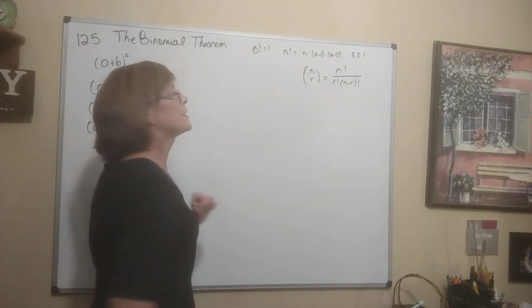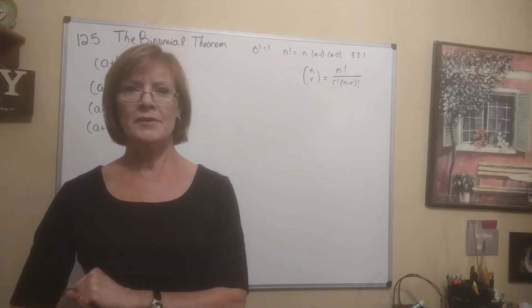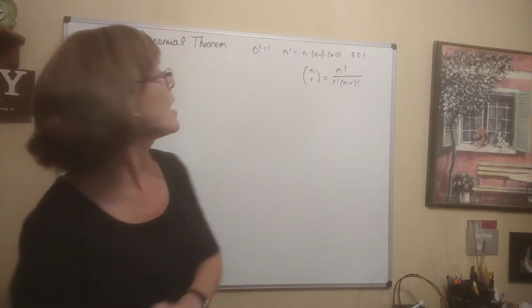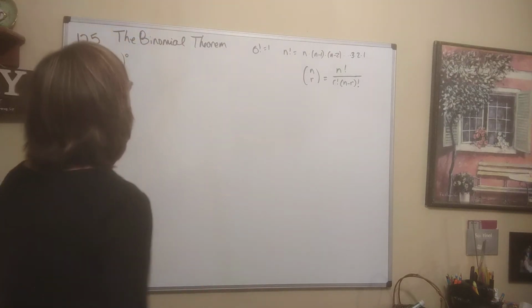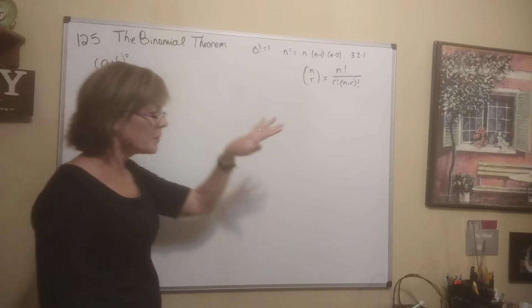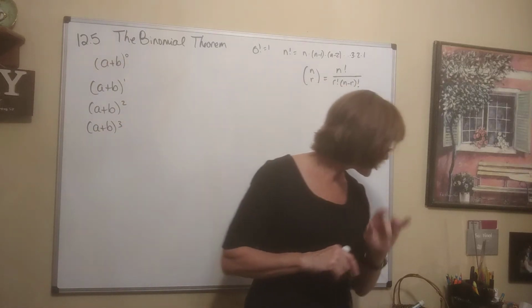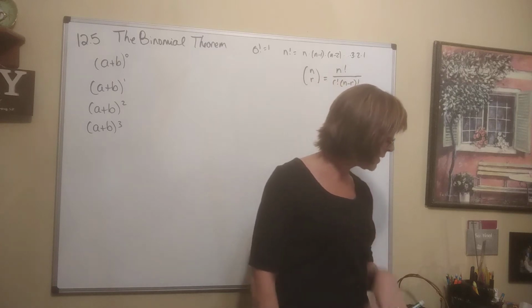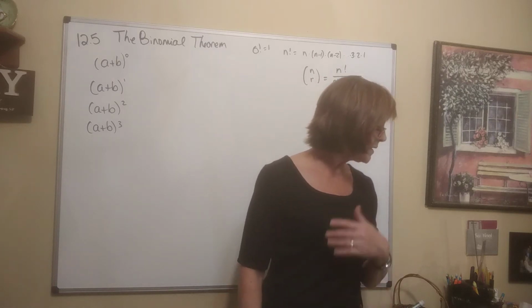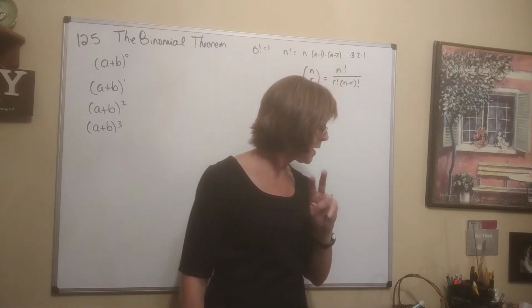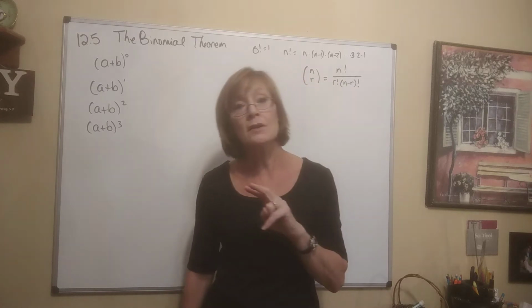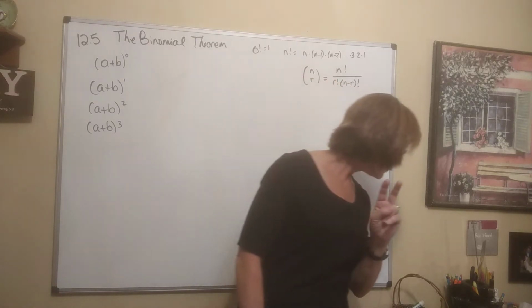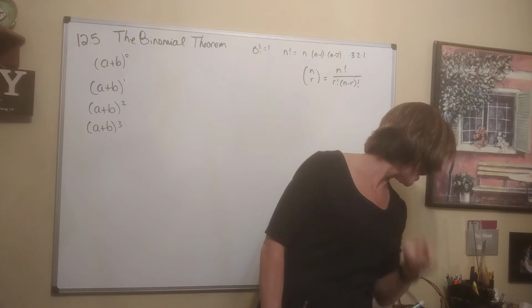Okay, now we're ready for something super fun called the binomial theorem. So, yay! This is how it goes. The binomial theorem. I have some blanks on your sheet, and this is what you put in the blanks. It says the binomial theorem is a formula for writing the terms of a two-term polynomial, which is called a binomial, to any natural number power.